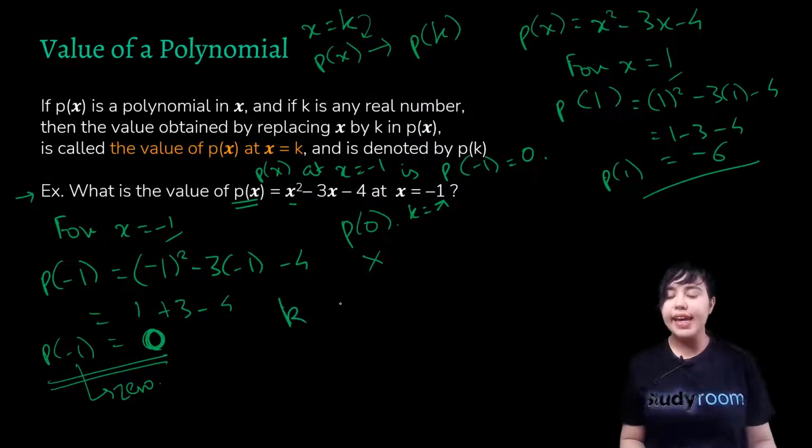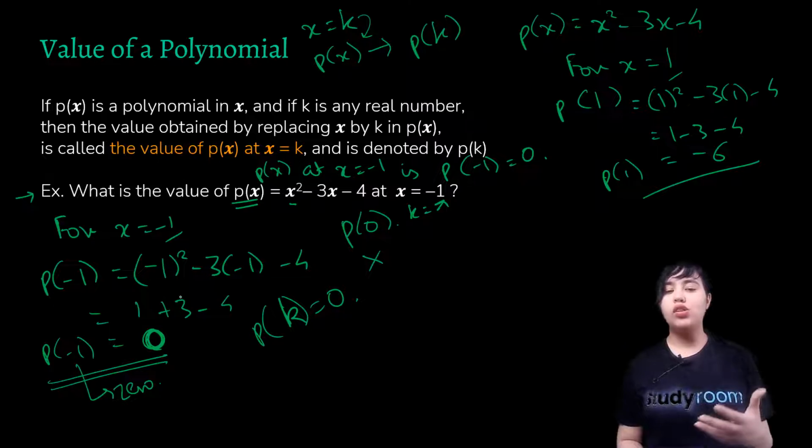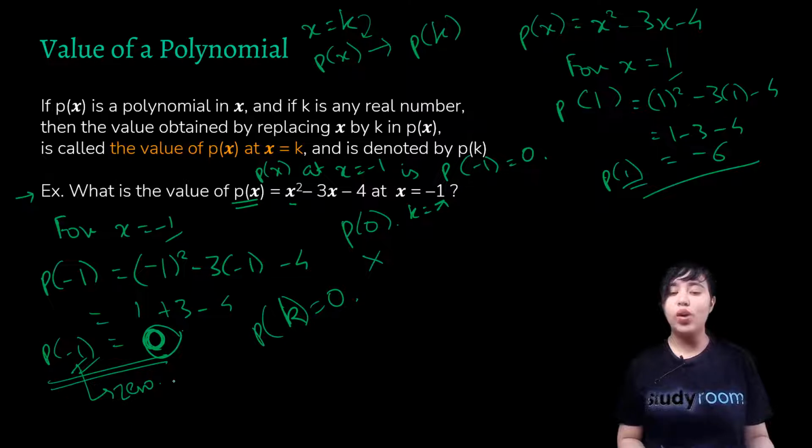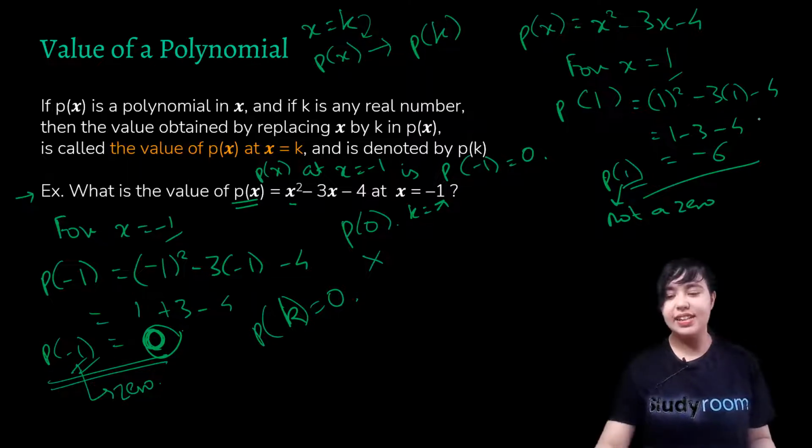So I'll call k a 0 of the polynomial if p of k is equal to 0, as simple as that. So basically we can have values of polynomials at any value of x, but only that value of x would be called a 0 of the polynomial if on substitution it gives you the value equal to 0. So here minus 1 is a 0 of the polynomial, but 1 is not a 0 of the polynomial because it does not give you the value 0 but minus 6.